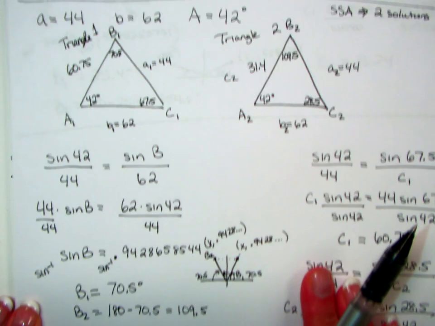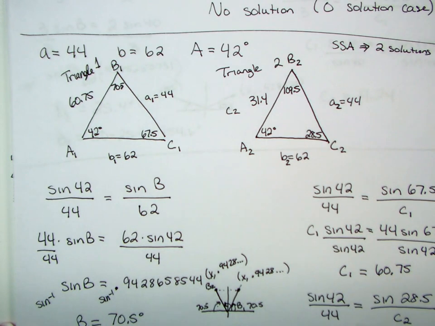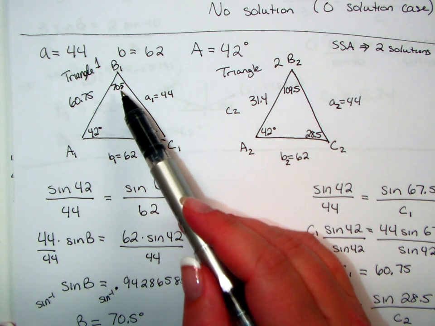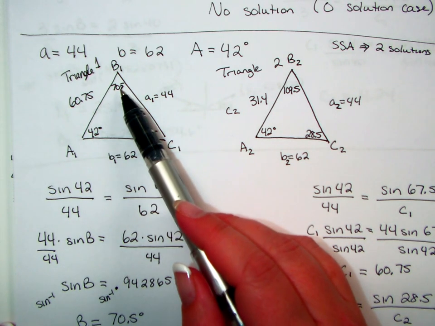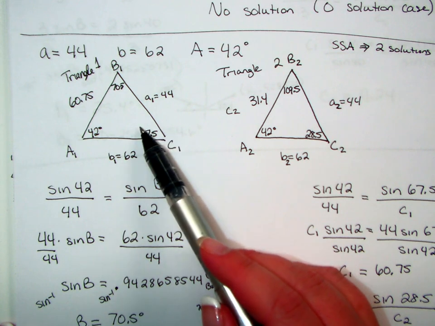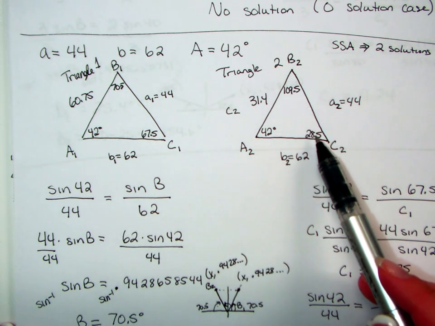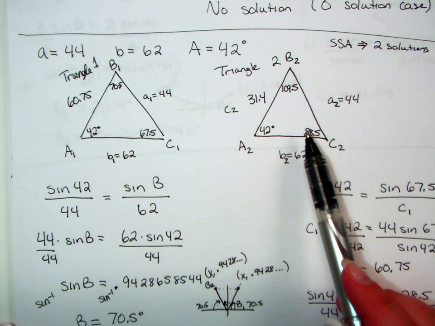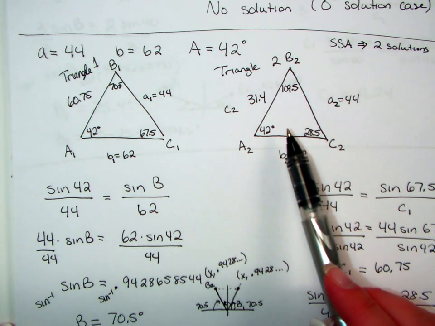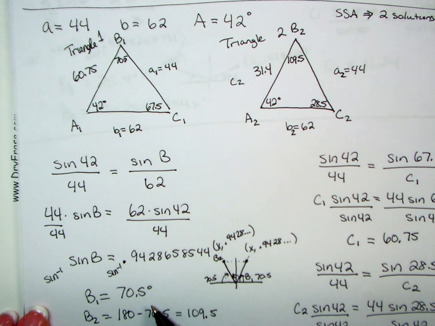Now in this case, when we plug those two angles in there, they were both viable solutions, right? They both worked with our given information. 42 and 70 still left some room for C sub 1. 42 and 109.5 still left some room for C sub 2. So this is what can happen when you have two solutions, all right? Both solutions that we get here for angle B work with our given information.